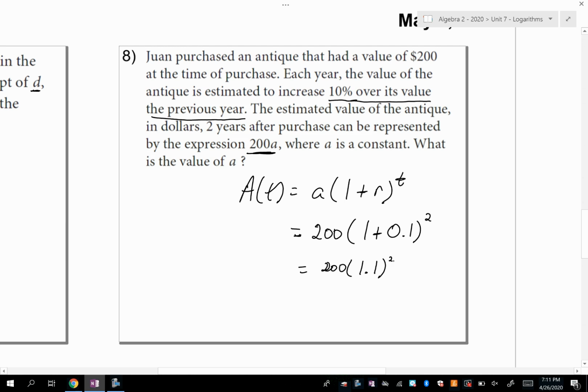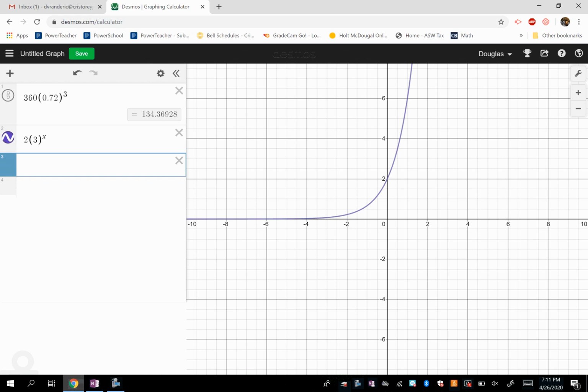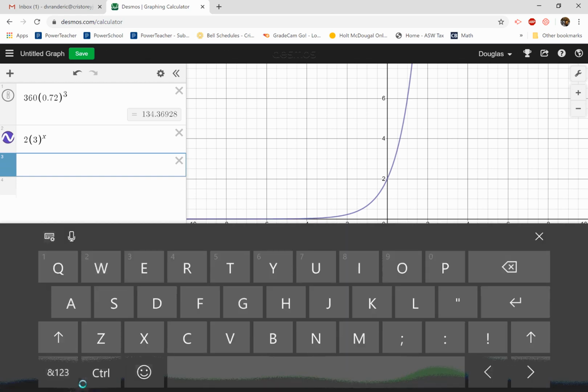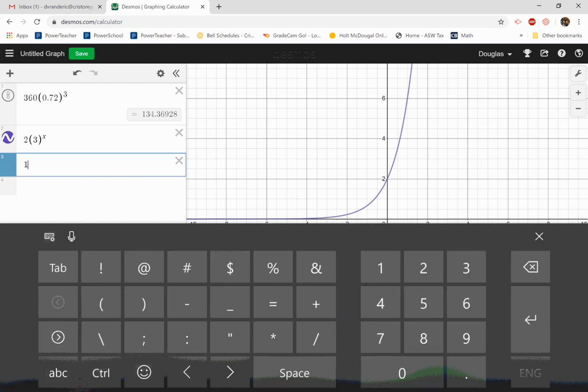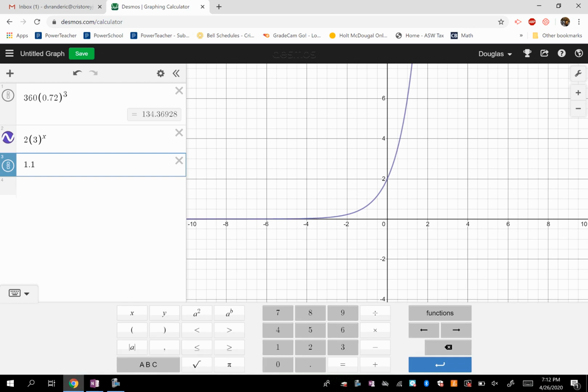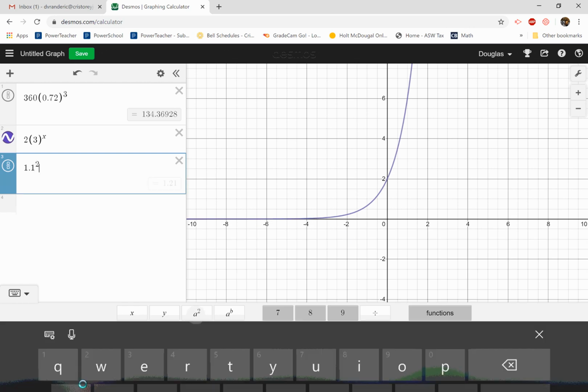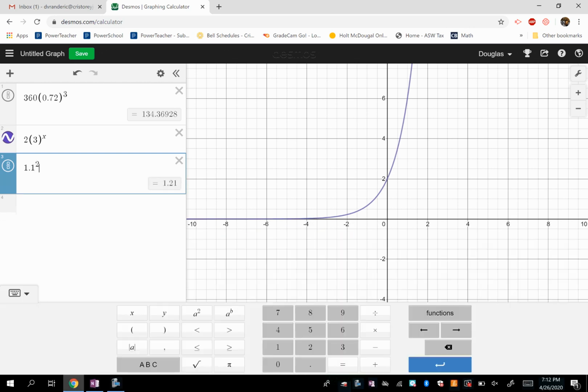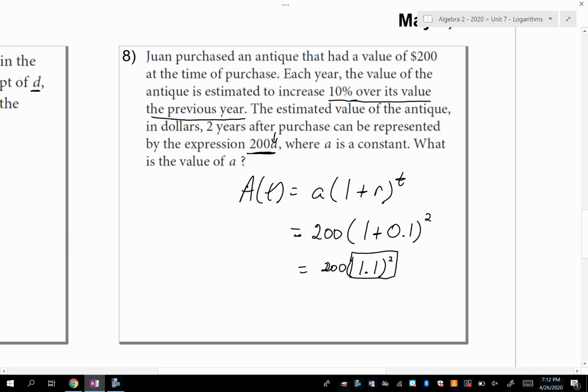But the answer says, what is A? To get the answer, you're going to have to take 1.1 and square it. So if you go here and type in 1.1 squared, and we want to square it, 1.21 is the answer. So 1.21.